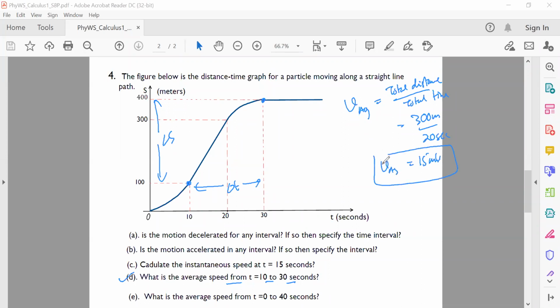Okay. So if you see, this average speed is less than the average speed between 10 and 20, which was 20 meters per second, because somewhere in between it is decelerating. Similarly, average speed from 0 to 40. Now 40 is not shown in the graph, but you can see that after 30 it stopped. So from 0 to 40, the total distance is 400 meters only. So it's 400 meters covered in 40 seconds. So the average speed is 10 meters per second, even lesser than this.